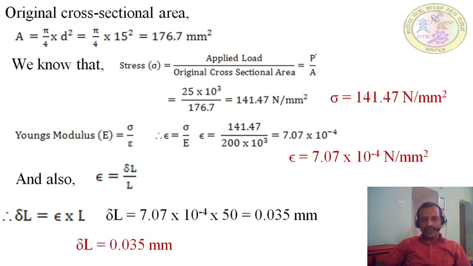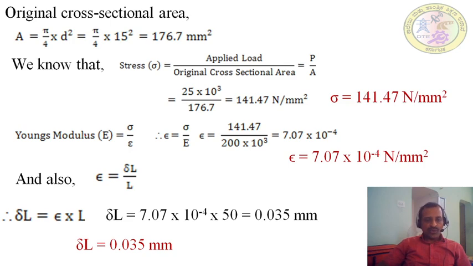We know that stress is given by the formula applied load by original cross-sectional area, that is P by A. So P is 25 into 10 to the power of 3 divided by 176.7. After solving this, it is equal to 141.47 Newton per mm square. So the sigma is equal to 141.47 Newton per mm square.